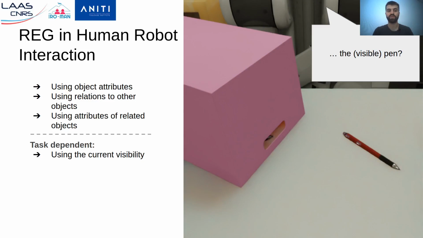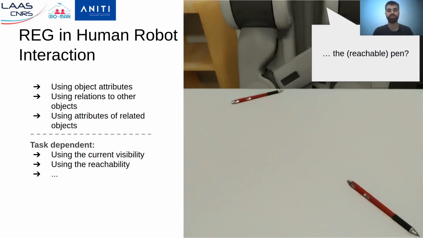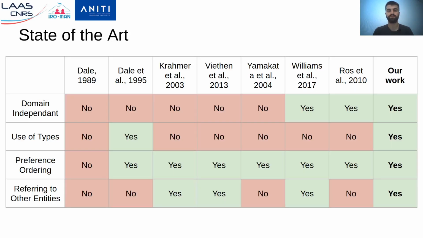The problems presented before were pretty standard in REG works. However, in assertions scenarios, some additional issues must be taken into account. If the human does not know that another pen is under the box, the robot can only say the pen without any ambiguity. Moreover, the context of the task is important. If the robot asks me to give it the pen, it is implicit that it is referring to the pen that I can reach and not the other one.